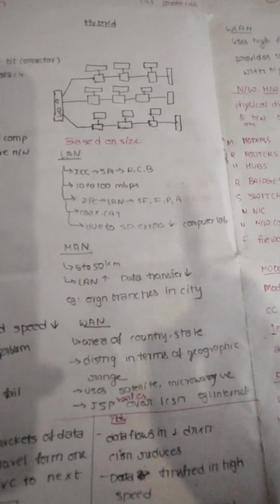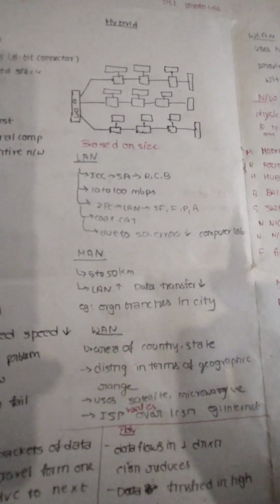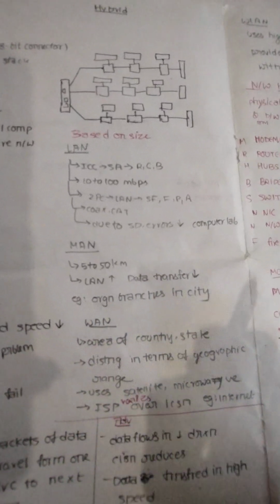Due to the short size, errors will decrease, like in a computer lab. It is a LAN, so we have a small size, so errors will decrease. Like we can use it in our computer lab in our colleges. What is MAN? MAN is metropolitan area network. It is used for a 5 to 50 kilometer distance area, and as the distance increases, data transfer will decrease. An example is organization branches in a city. Like the colleges in a city are connected together using the MAN network.